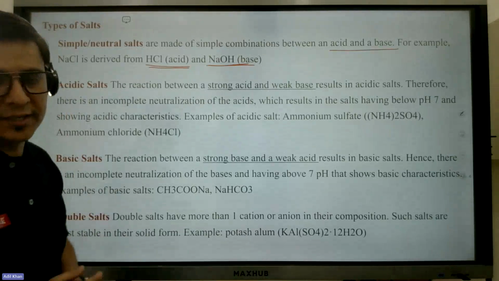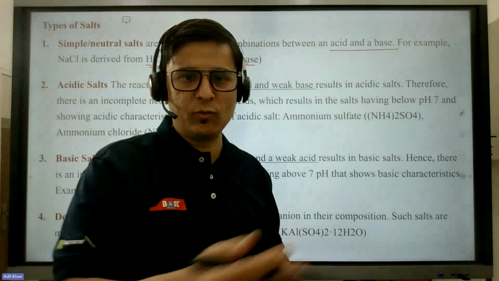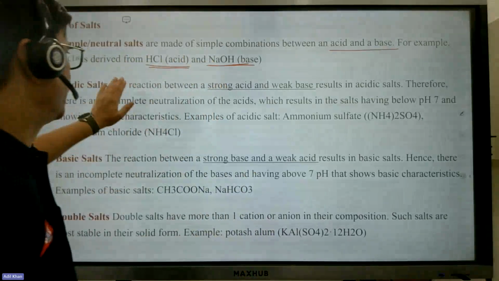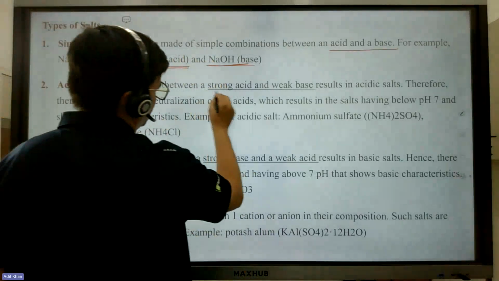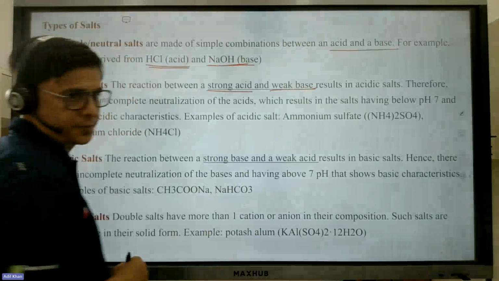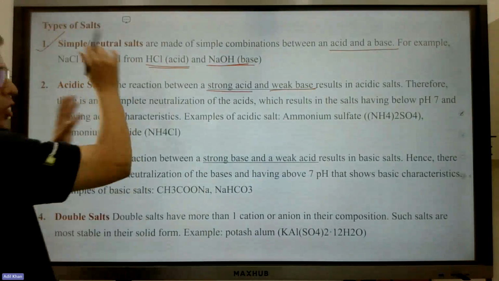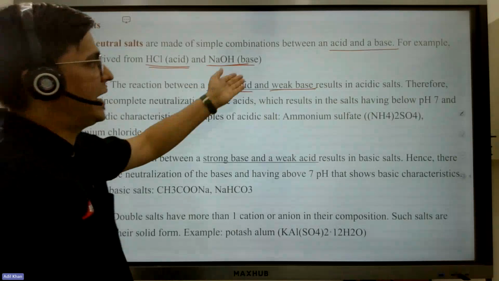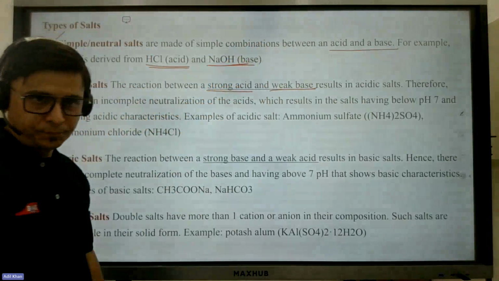Acidic salt, the name only suggests that when you dissolve it in water, it is acidic in nature. Why is it acidic in nature? Let's find out. They are formed when a strong acid reacts with a weak base. The first one was the reaction of strong acid and strong base. Here you have the reaction of strong acid and weak base.